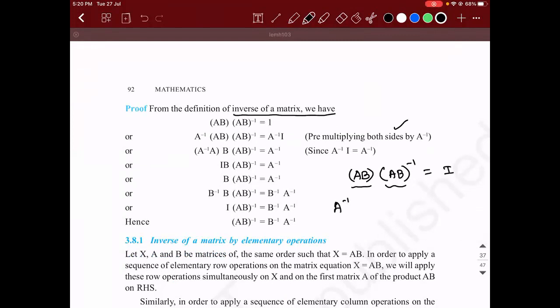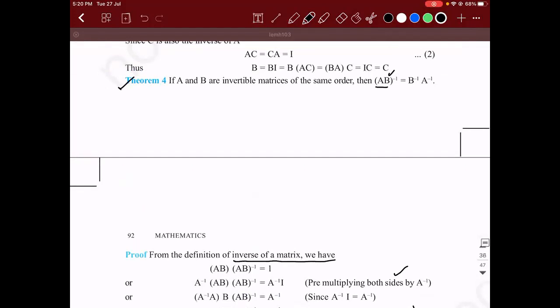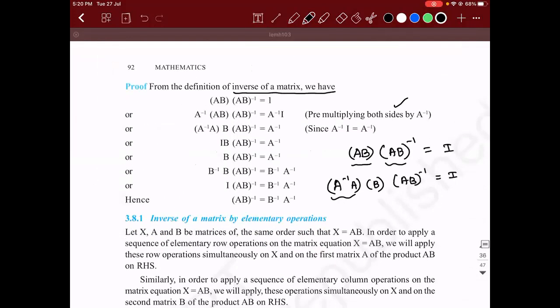A inverse of A, I'm directly applying the associative property. B into AB, the whole inverse is equal to I. What is A inverse into A, guys? Where A is also an invertible matrix. So they told A and B are invertible matrices. That is I.